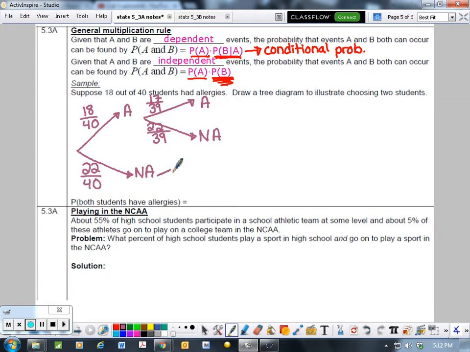Okay, so now here, this is a not independent problem, because who I picked the first time affects who I picked the second time, because it changes the probability of that second person. So now let's say the first person I picked does not have allergies. So now I have an option of allergies or not allergies. So if the first person does not have allergies, now I'm down to 39 people.